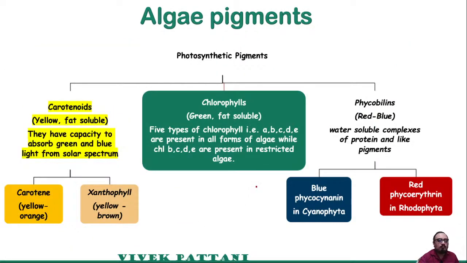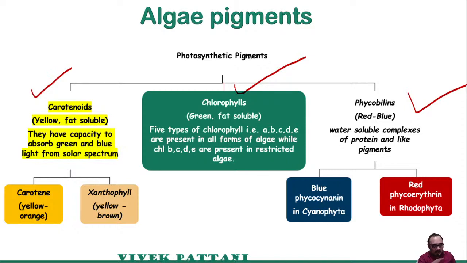Now let us discuss photosynthetic pigments. Different types of algae possess different types of photosynthetic pigments. Most of them include three basic types: one is the carotenoids, the second is the chlorophylls, and the third is the phycobilins.